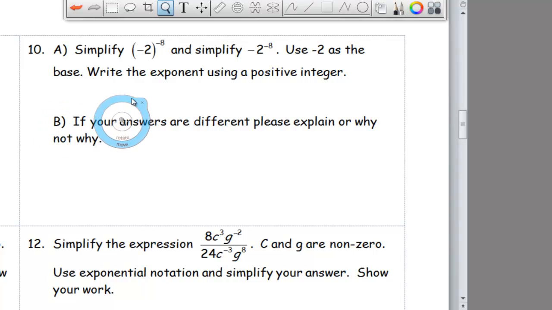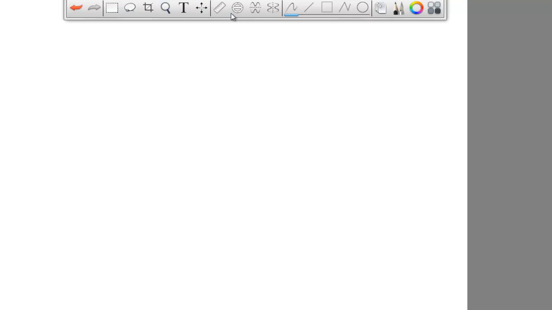So let's go ahead and we're going to take (-2) in parentheses raised to the -8 and -2 raised to the -8. And let me go ahead and close this window. Give me something to write on here. So I've got (-2) in parentheses raised to the -8, and just to review the rule that we've got here, remember if I have a to the -n, so a is the base, -n is the exponent, is a negative exponent, so you can see that that's what we have here.